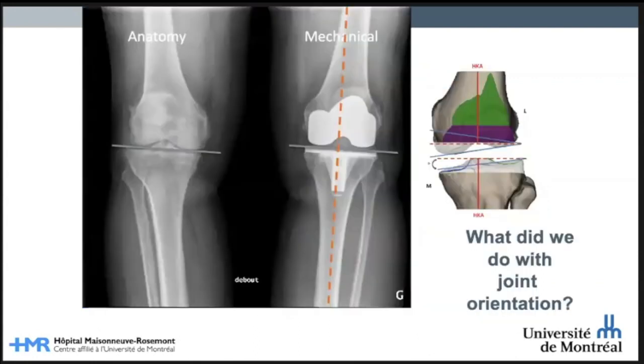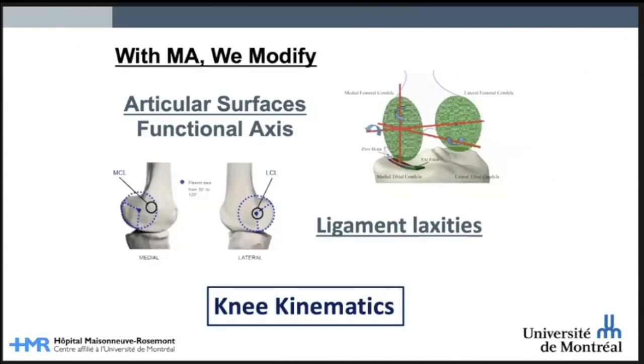If we look at the 3D effect of the mechanical alignment on the human anatomy, you can see here on the left knee, the joint line is completely reversed compared to the right knee, where the joint line is oblique internally, versus with mechanical alignment, it is oblique externally. So we're changing the joint line orientation with this approach. So with mechanical alignment total knee arthroplasty, we modify articular surfaces, the knee functional axis, ligament laxities, and we should not be surprised that we're modifying knee kinematics.